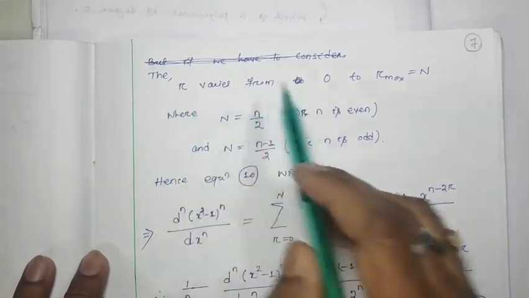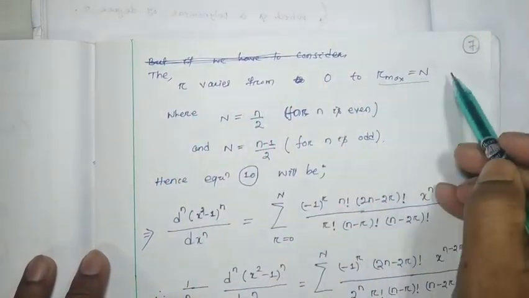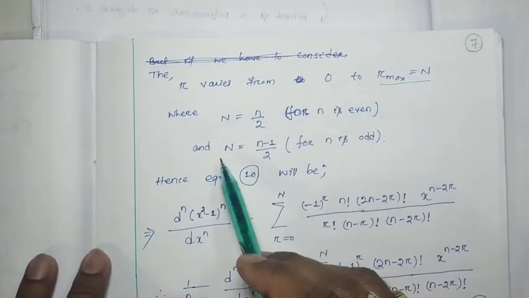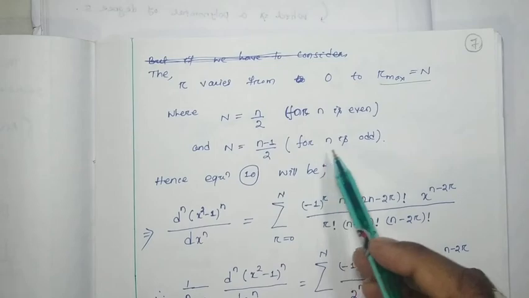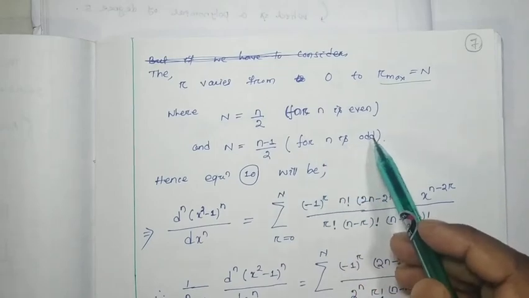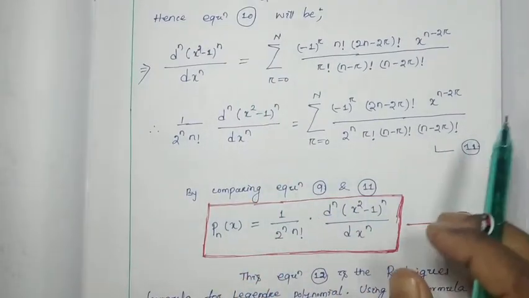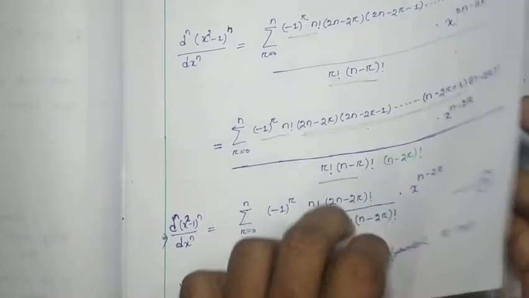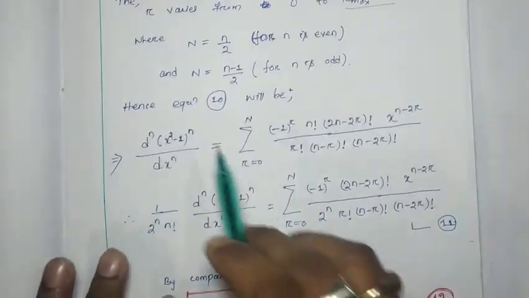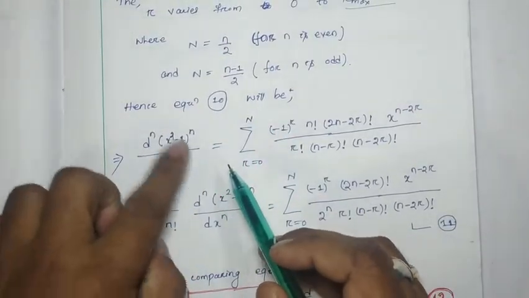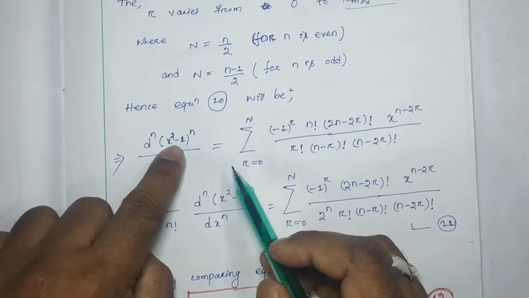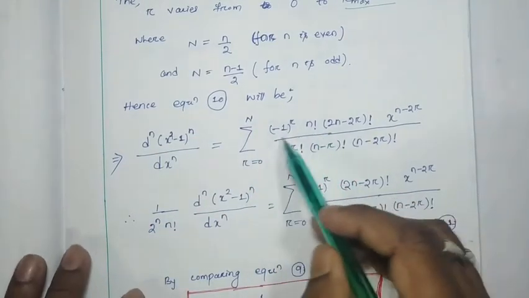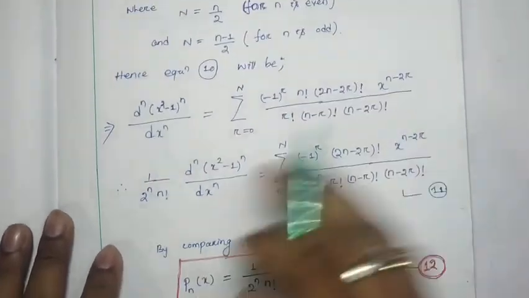The r varies from 0 to r max, that is N, where N equals n by 2 for n even, and N equals (n minus 1) by 2 for n odd. Hence, equation number 10 is going to change the limit r equal to 0 to capital N. So equation number 10 will be equal to the nth derivative of (x square minus 1) to the power n, with r varying from 0 to N, this much on the right hand side, whatever is written.